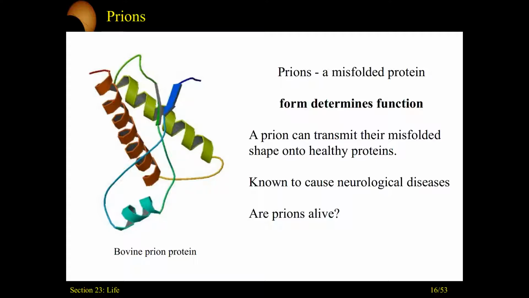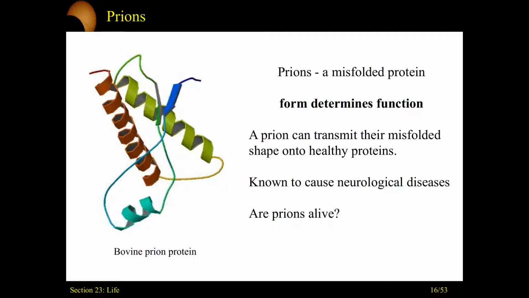And a recurring theme, recall that if form determines function, if you did not fold properly onto yourself, then your physical properties are different. Going beyond this, once you have a prion, a protein that misfolded, that prion can transmit that information of how to misfold to other healthy proteins. So we know that prions can be sources of neurological diseases.